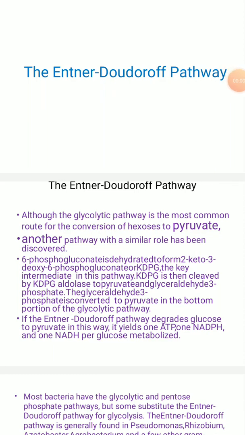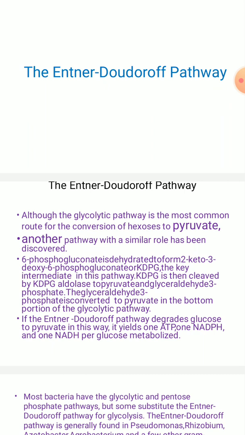Very good afternoon, students. In the last class, we discussed the glucuronic acid pathway. Now, let us move on to the next pathway, the ED pathway, as well as the glyoxylate pathway and a few concepts with respect to the Cori cycle and the futile cycle. First of all, we will focus on the ED pathway, which is called the Entner-Doudoroff pathway.